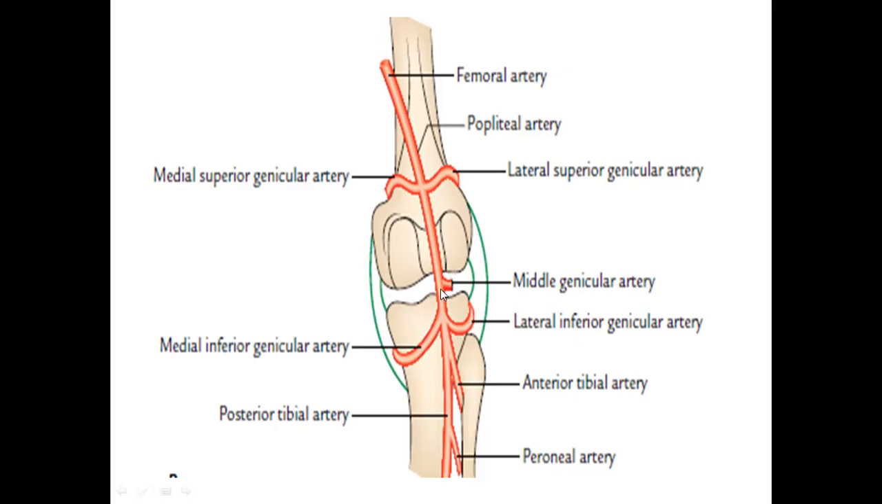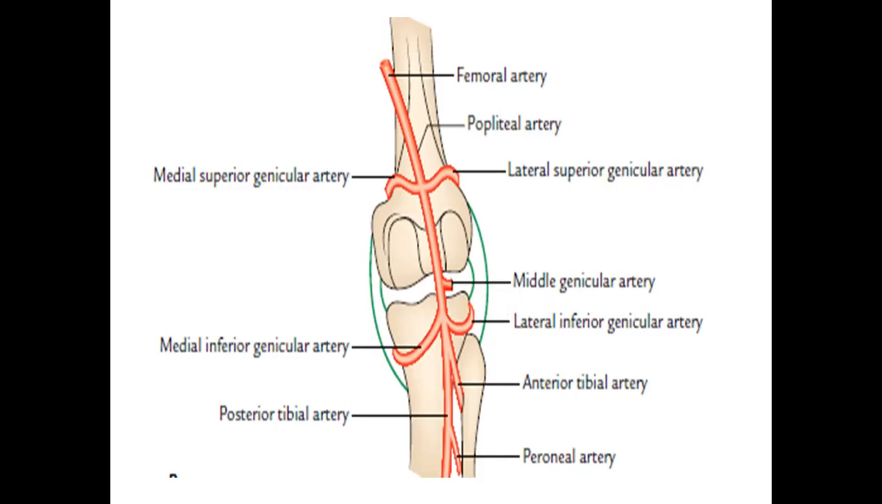Then we have this branch. This is the middle genicular artery. This middle genicular artery pierces the oblique popliteal ligament of the knee joint, which we have seen in the floor of the popliteal fossa, and it supplies the cruciate ligament and synovial membrane of the knee joint.